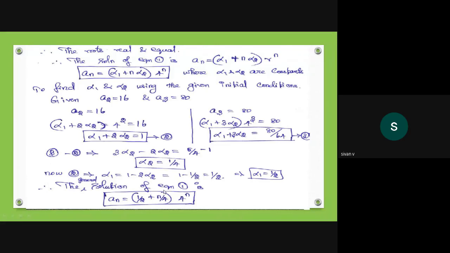Therefore, the general solution of equation 1 is: alpha 1 equal to half plus n times alpha 2 equal to 1 by 4, into 4 power n. So an equals (half plus n by 4) into 4 power n. Any doubt in this step? You can ask me, I can clarify. Yes, 2 minutes time.